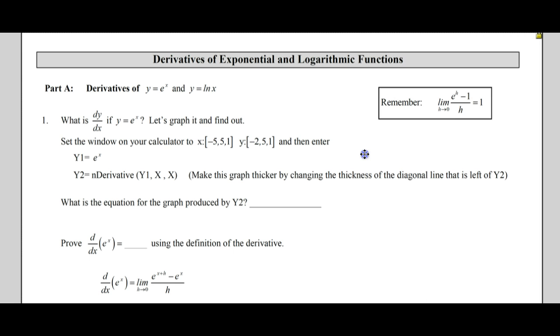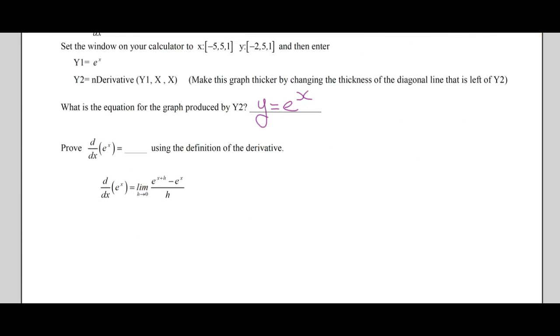So make this graph. We don't need to make it fixed. What's the equation we got for y2? The same. So we got y is equal to e to the x. So let's prove that the derivative with respect to x of e to the x is e to the x. That's kind of cool, right? It's a function whose derivative is itself.